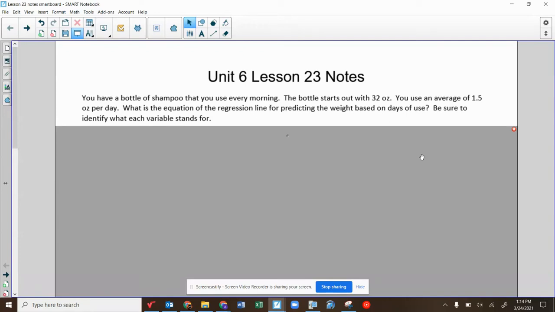All right, Unit 6, Lesson 23 notes. So today we're going to take and interpret some equations, write a couple of equations, but we're going to do some interpretation, just a little extension of what we were doing in Lesson 22.